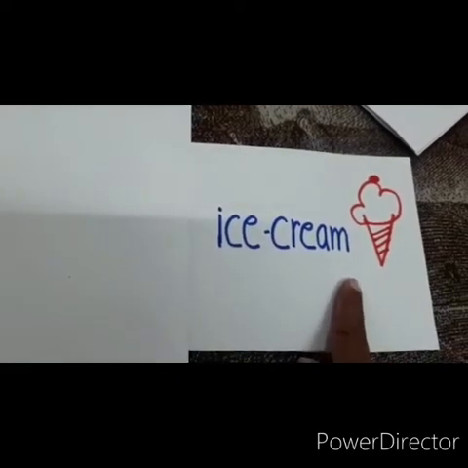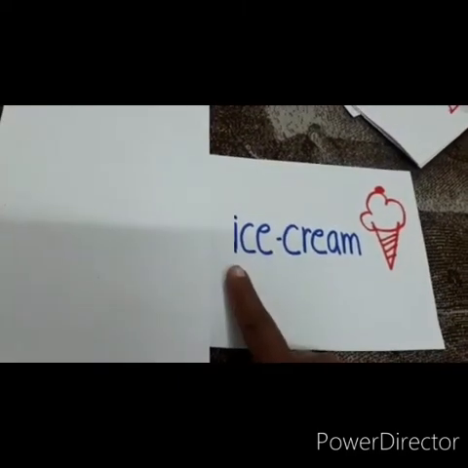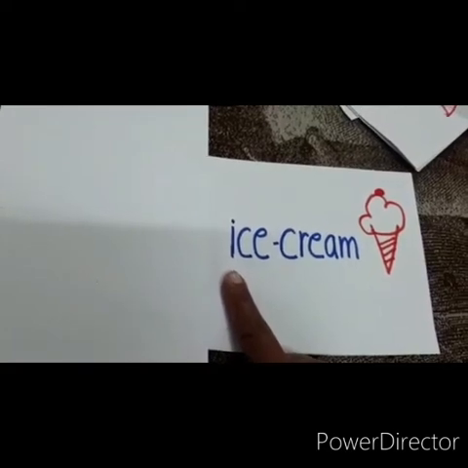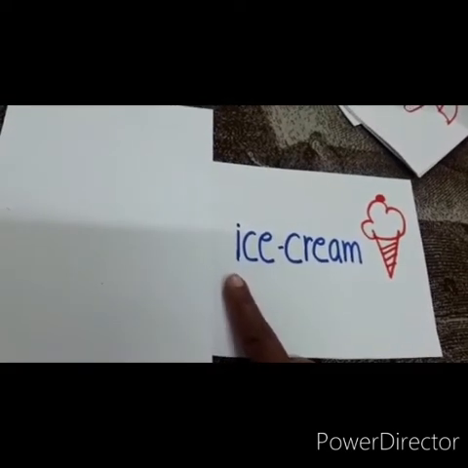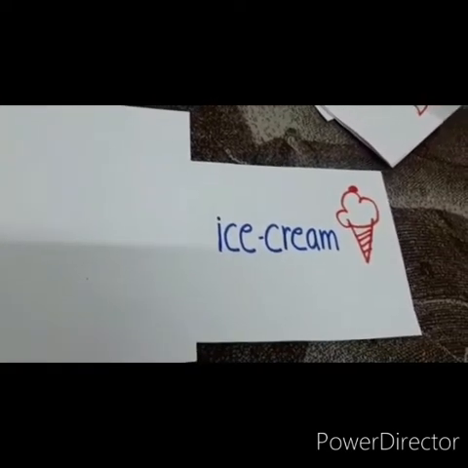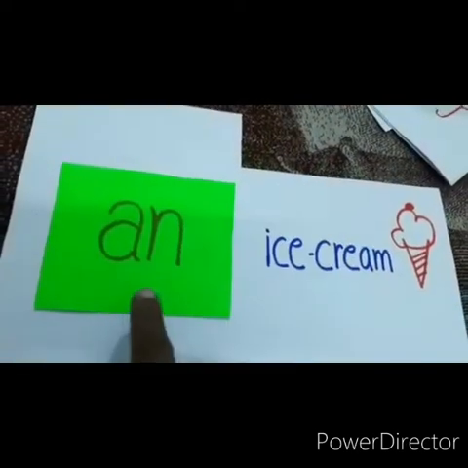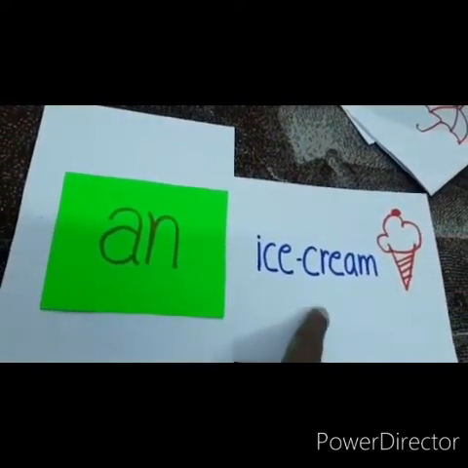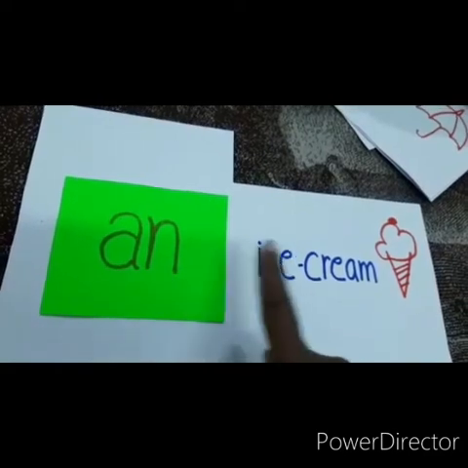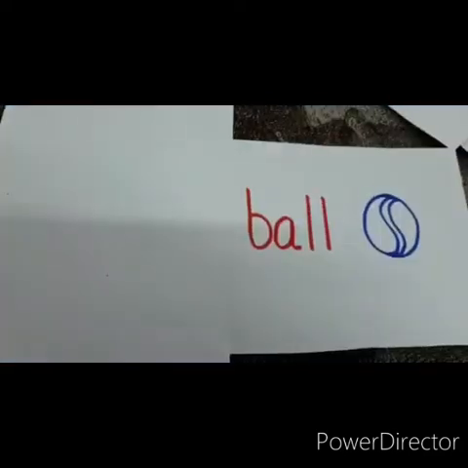So here is ice cream. You all like ice cream, na? So here the first letter is I and I is also a vowel. So again here we use vowel's best friend an ice cream.